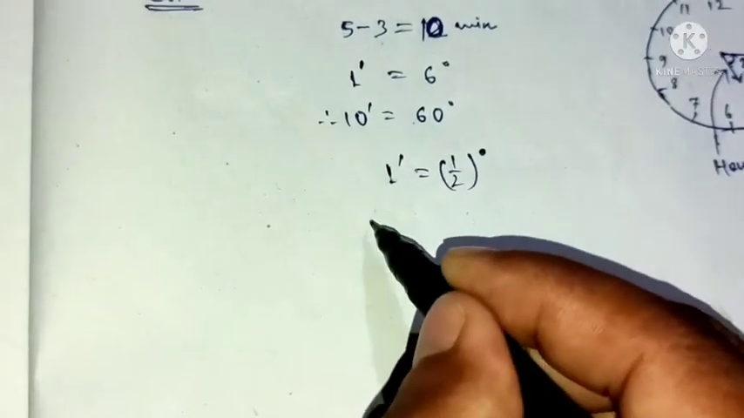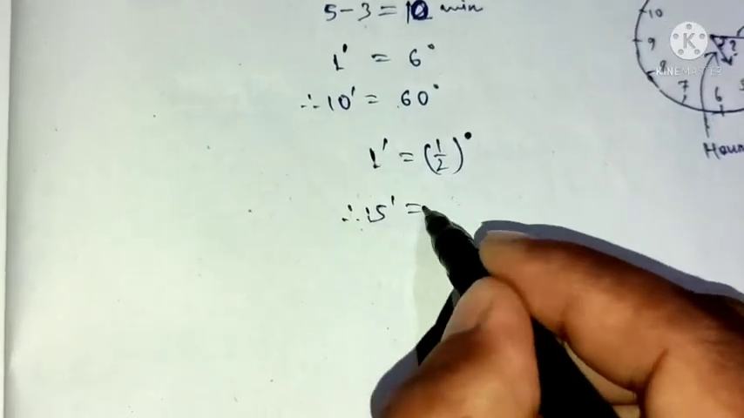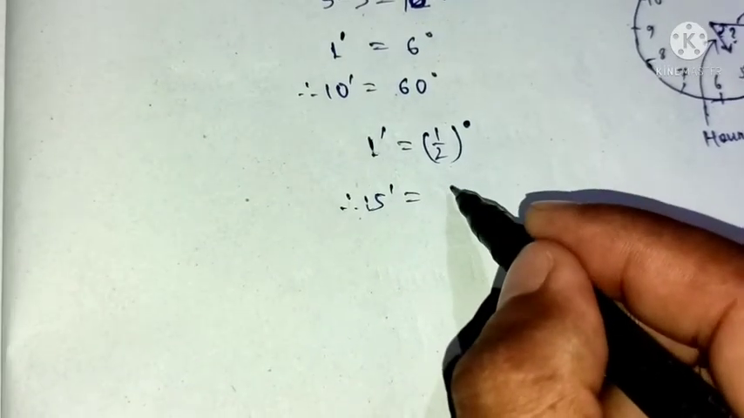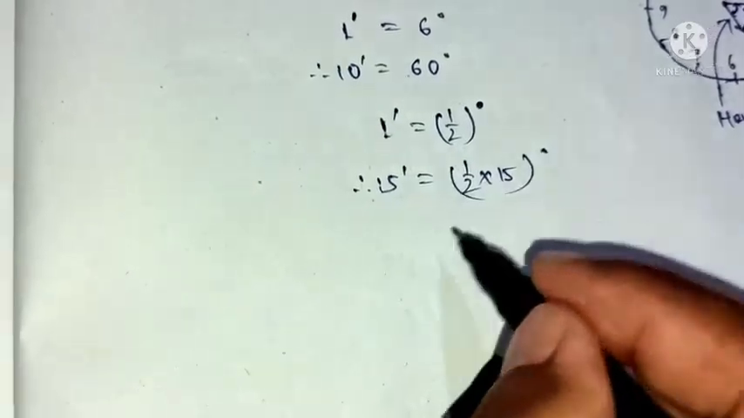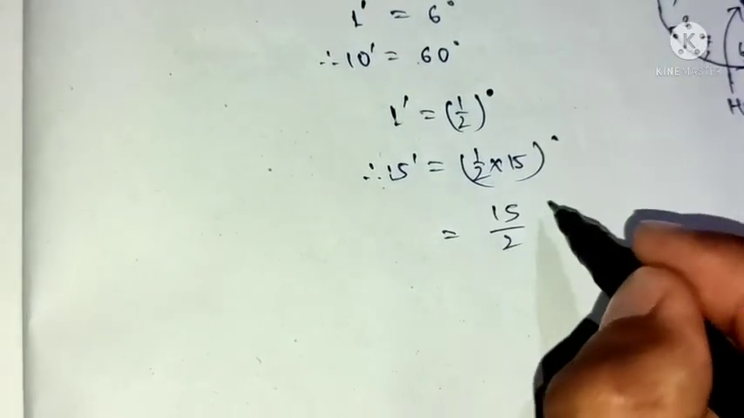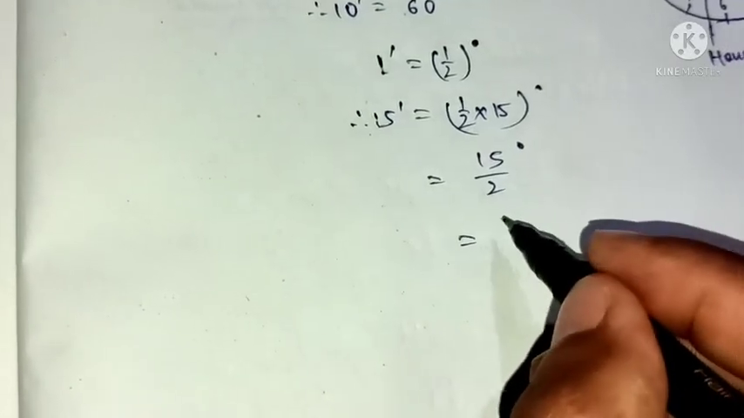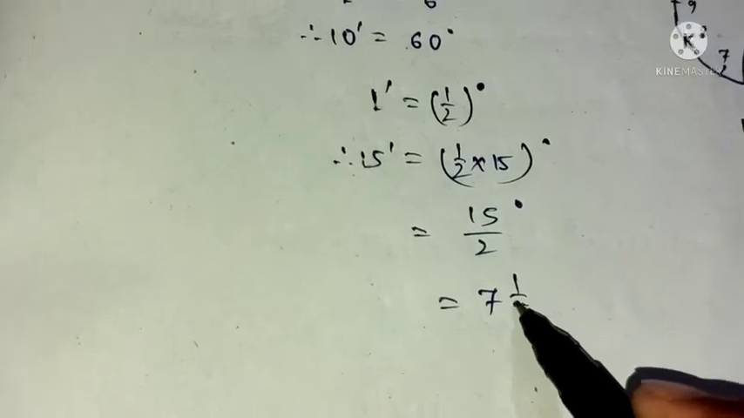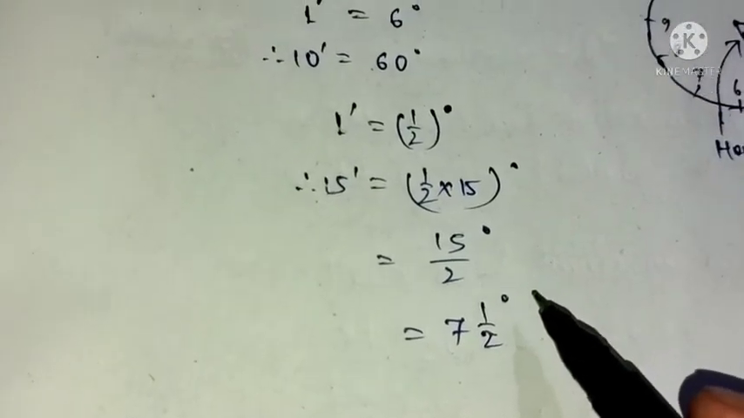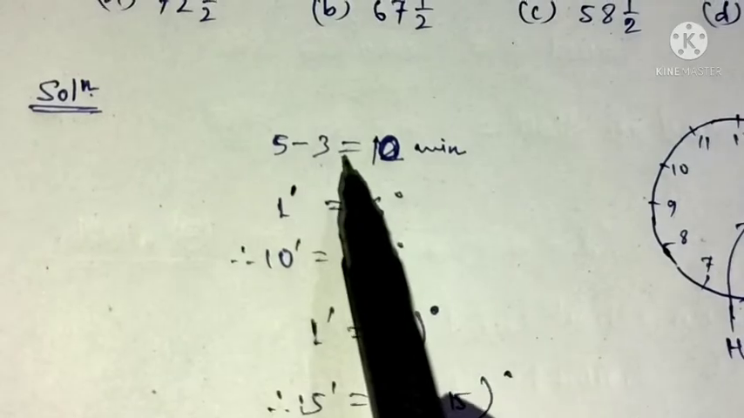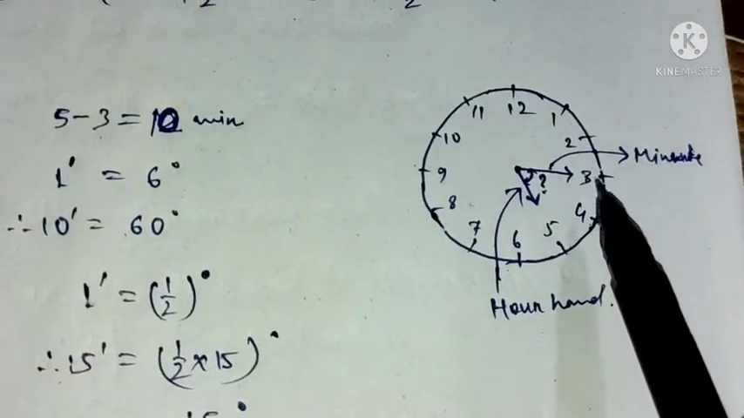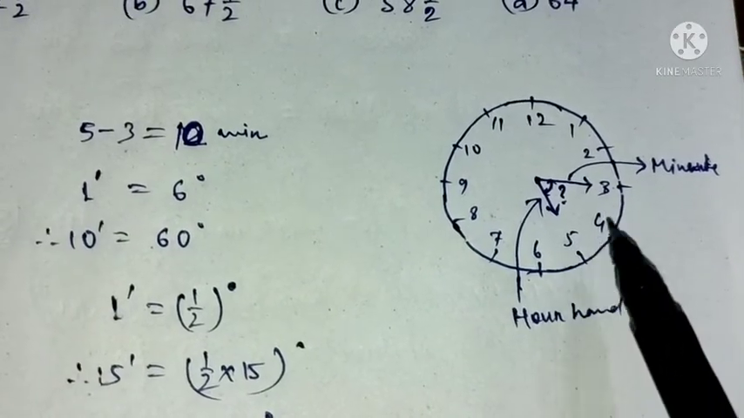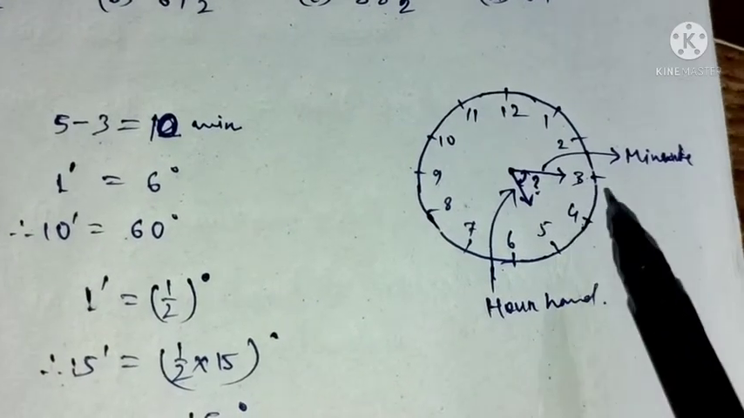तो 15 मिनट में कितना होगा? देयरफॉर 15 मिनट इक्वल टू ½ × 15 डिग्री, मतलब 15/2 डिग्री होगा. सो 15/2 को हम अगर मिक्स फ्रैक्शन में ले जाएगा 7.5 डिग्री हो गया. सो पहले कितना था हम लोग का 5 to 3. इट इज़ ऑलरेडी कैलकुलेटेड. 5 से 3 तक कितना मिनट होता है, मतलब 3 से 5 तक. 3 से 5 तक कितना मिनट होता है? 3 से 5 तक हम लोग का 10 मिनट का टाइम होता है.